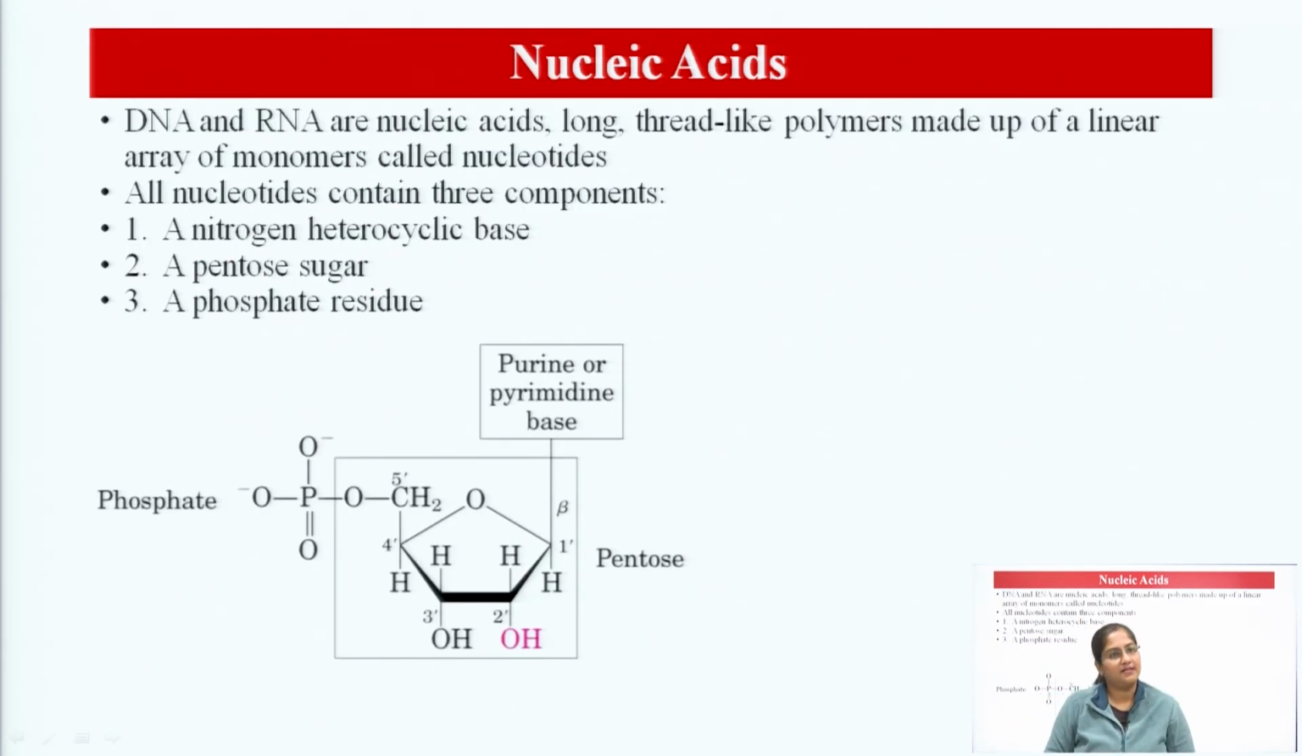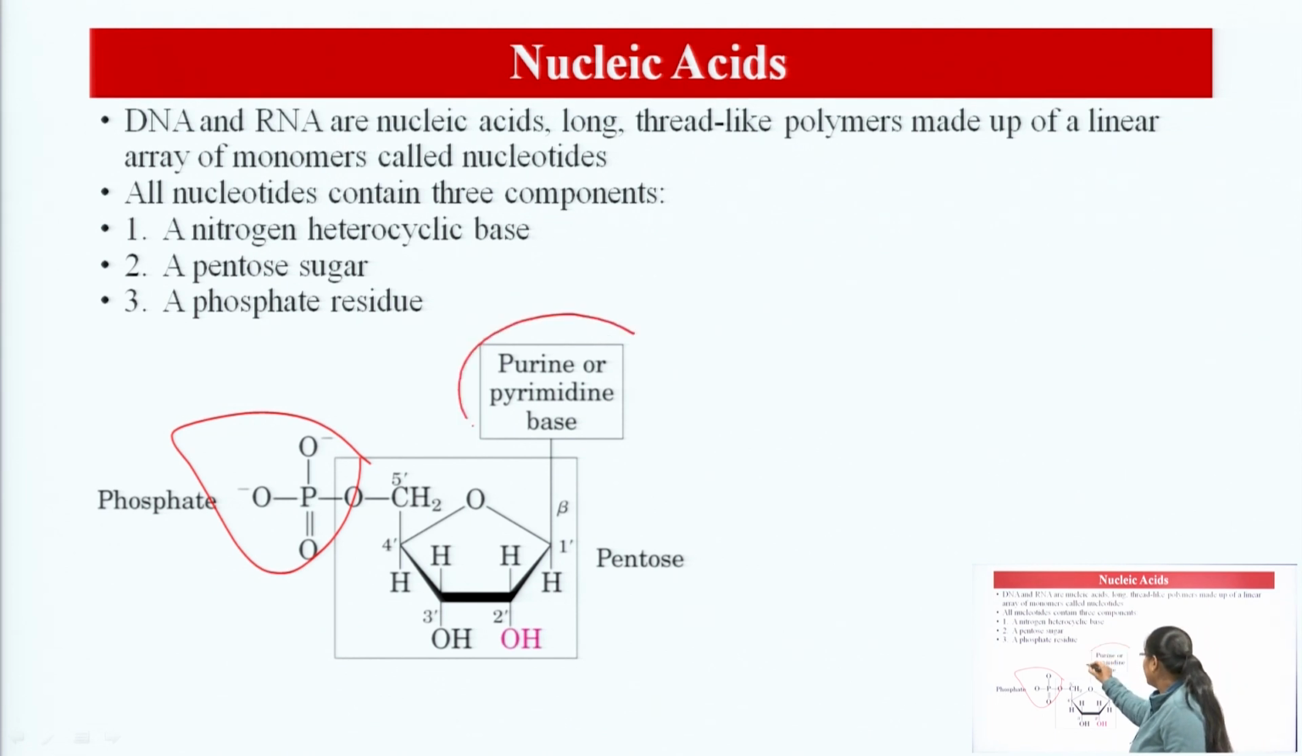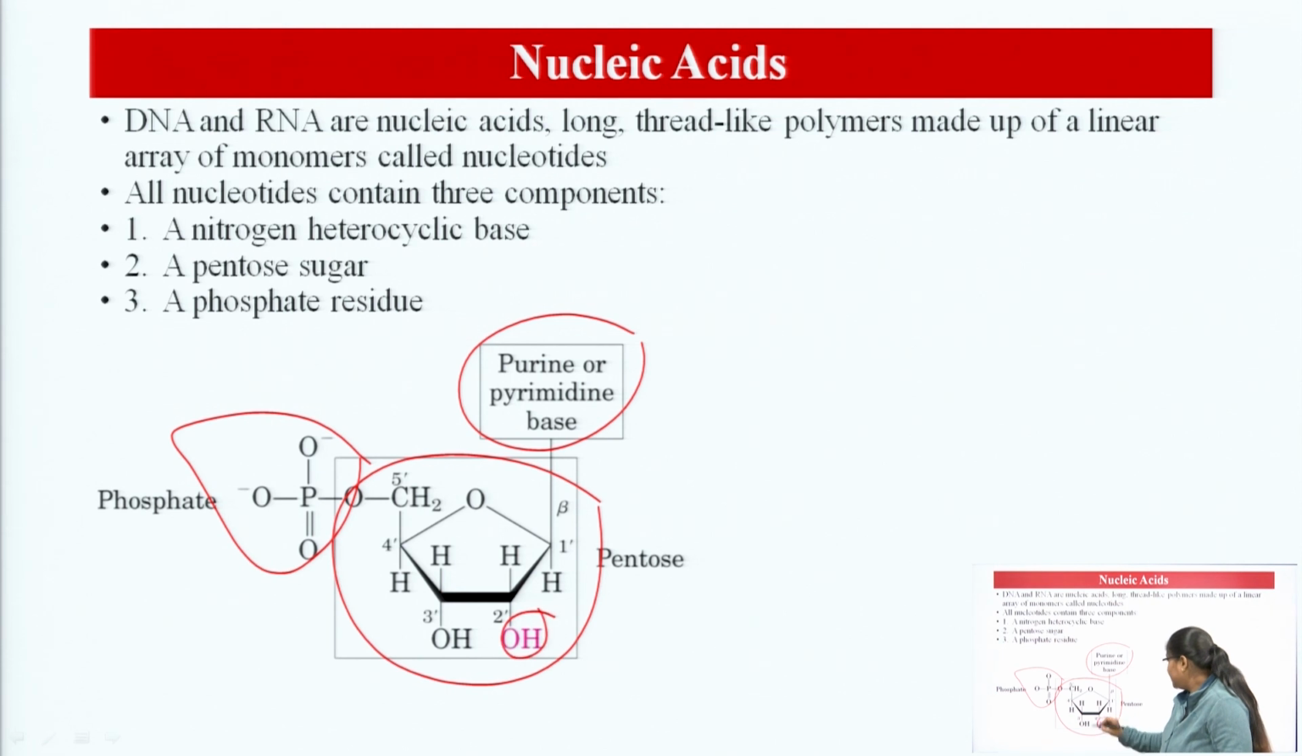Next, nucleic acid, which we have seen in the previous lecture. This is the phosphate moiety, this is the purine or pyrimidine base and this is the sugar. What are we talking about here? Here is the presence of OH.